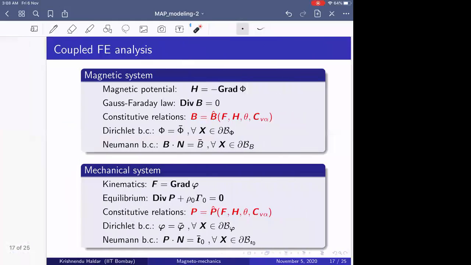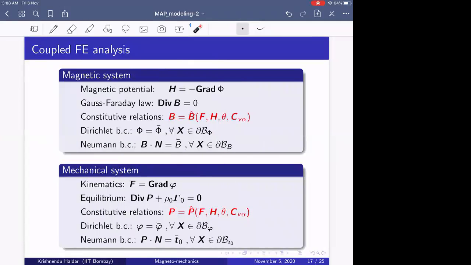Yeah, so the next thing is this coupled finite element analysis. So, I think I have like 5 more minutes, right? It will be fine. So I can wrap it up within 5 minutes.